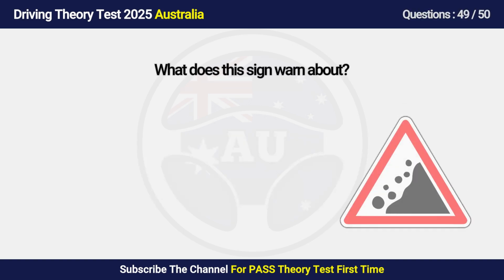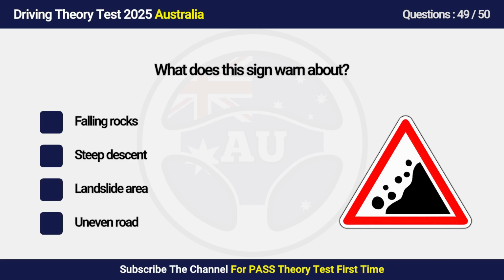Question 49. What does this sign warn about? A. Falling rocks. B. Steep descent. C. Landslide area. D. Uneven road.